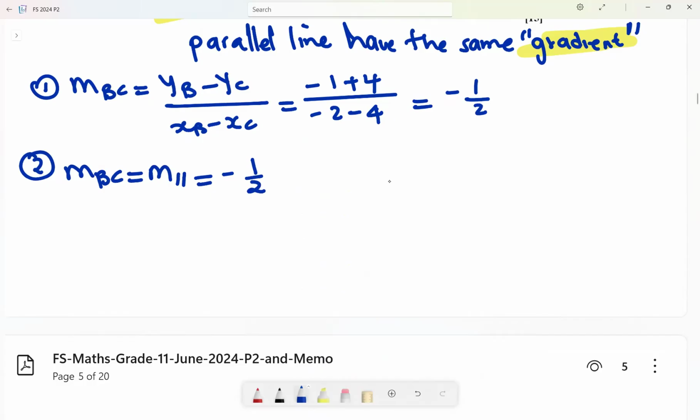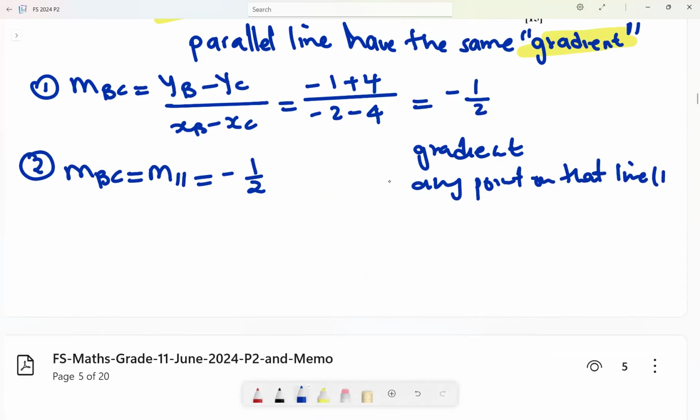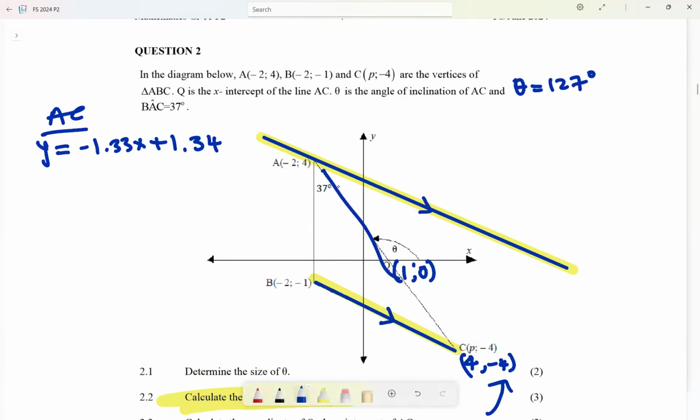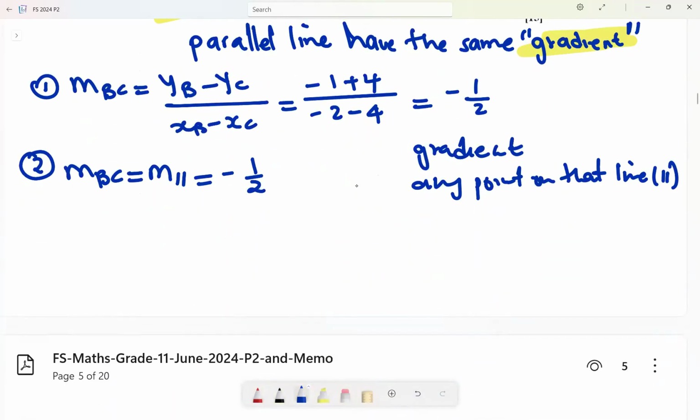Remember now, for an equation, I need a gradient and any point on that line. Which line? The parallel line. Remember, for the equation of AC, we wanted a gradient and a point on AC. So a point on AC was A, but can you see also a point on this parallel line is A? It is negative 2 and 4.